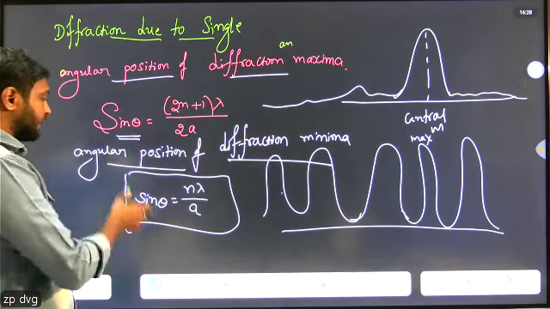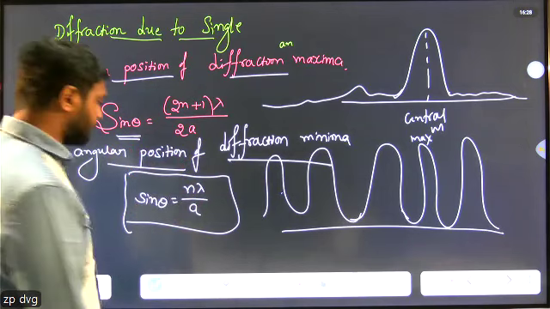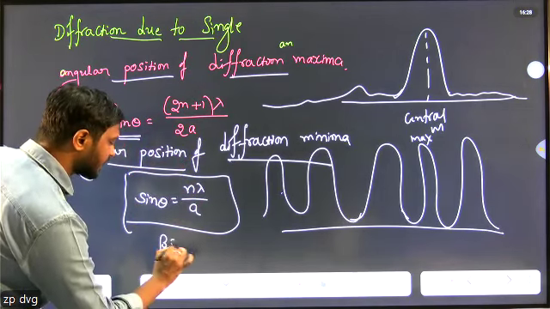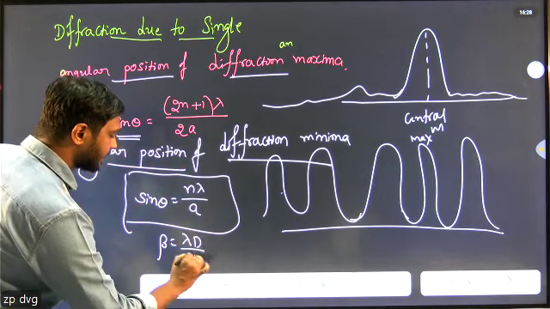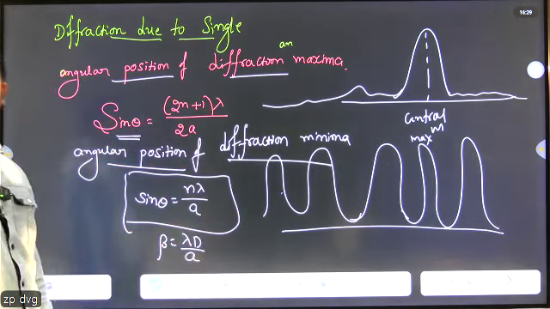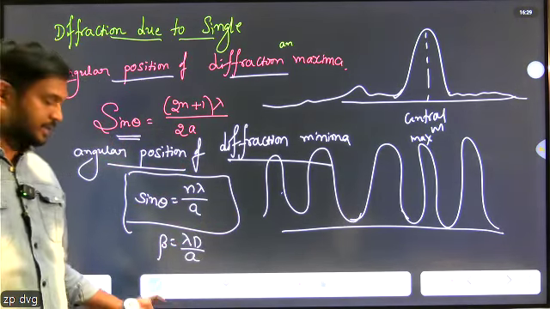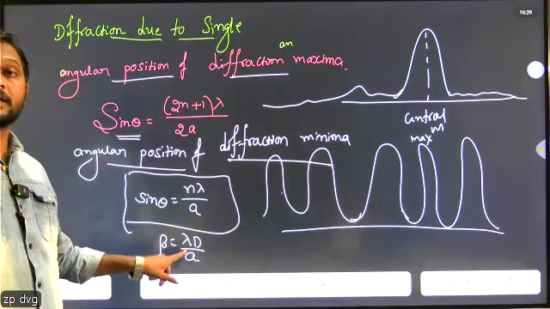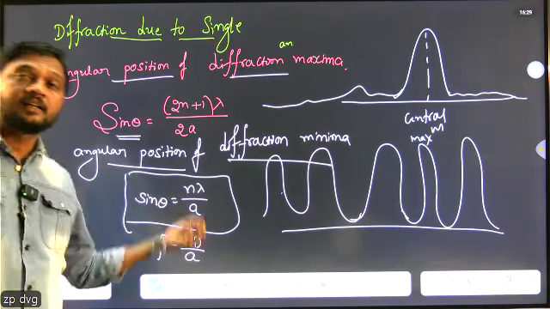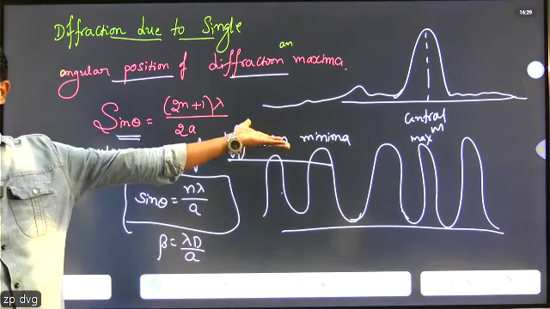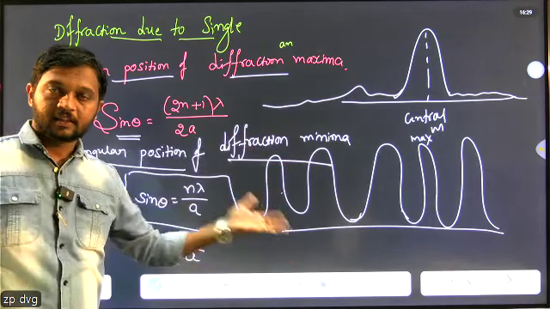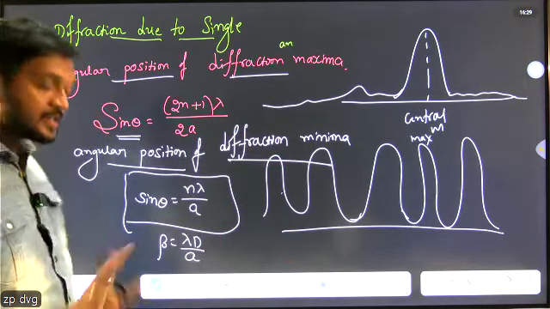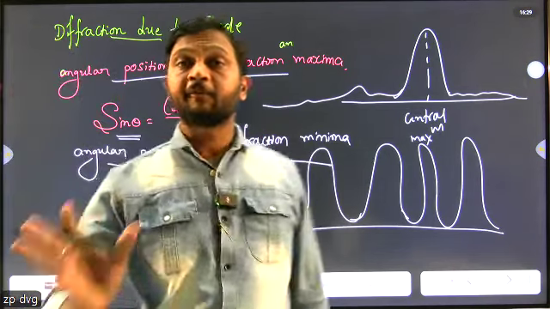And sin theta equals n lambda by a. Again, fringe width, that is beta equals lambda d by a. Fringe width we can calculate by using the same formula, beta equals lambda d by a, where a is called slit width, d is called distance between slit and screen. Is it clear, all of you? Okay, so this completes the concept of diffraction.